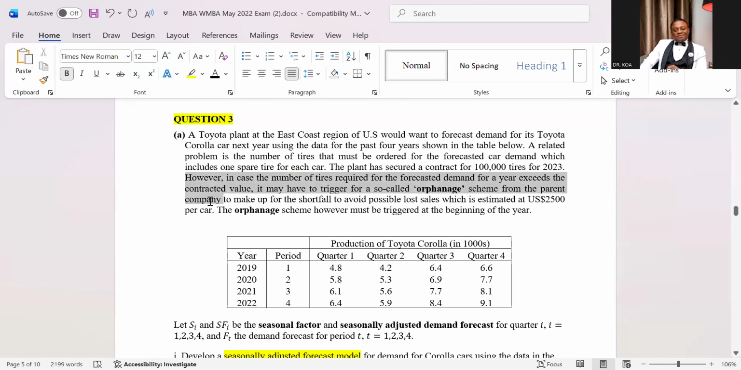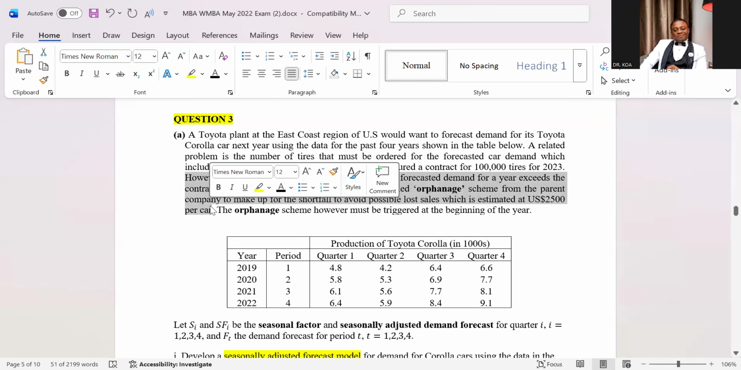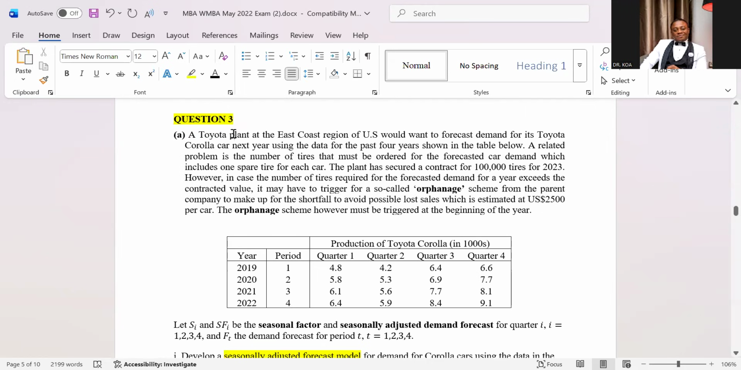You have to understand the structure of the sentences there. It starts with however. So what does that mean? What are they trying to say? This one, you got to read it like, when you are in a class, like 4 times to make sense of it. However, in case the number of ties needed for the forecasted demand for a year exceeds the contracted value. What was the contracted value? 100,000.